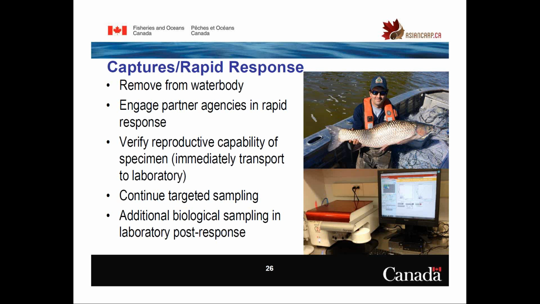We have several activities that are initiated immediately following a capture. So we take blood from grass carp to run through the flow cytometer, a piece of equipment in our lab that will help us to tell if the specimen is a triploid, a sterile fish, or diploid, a fertile fish. So this is very important information for us that helps to inform our response actions. Clearly, a sterile fish is much less concerning than a fertile fish.